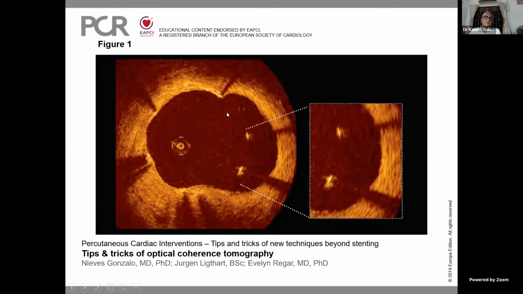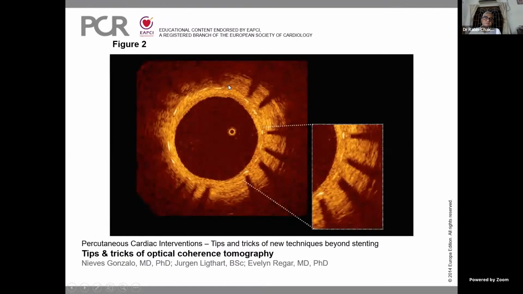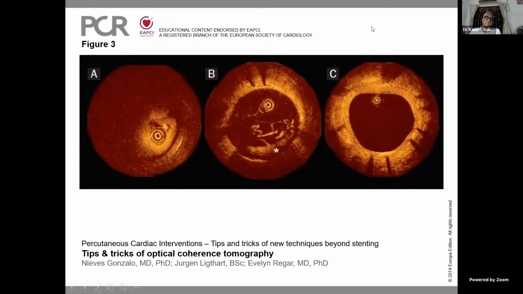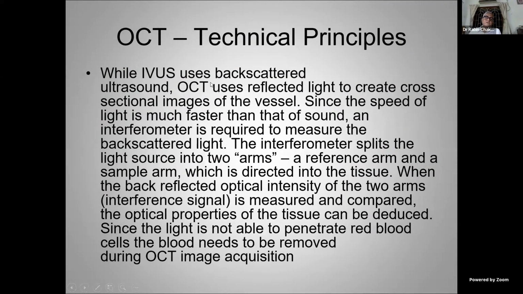This is an example of an OCT image. This is a stent, and you can see that on the stent there is certain deposition which can be picked up later on. So there's a difference between the OCT and IVUS. IVUS uses backscattered ultrasound. OCT uses reflected light to create cross-sectional images of the vessel.